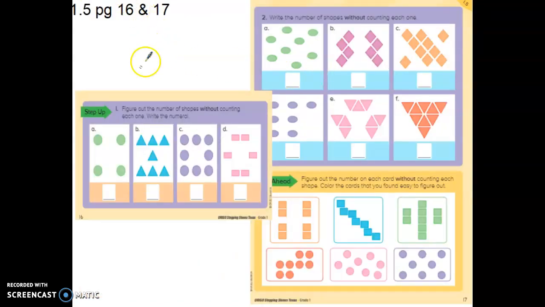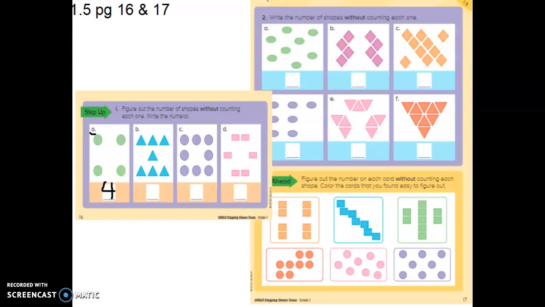So let's look at number 1A. We're still on page 16. Number 1A says figure out the number of shapes without counting each one and write the numeral. So let's look at A. Well, I can see really quickly that this is 4. I don't have to count 1, 2, 3, 4. I know what 4 looks like and I can see it fast.